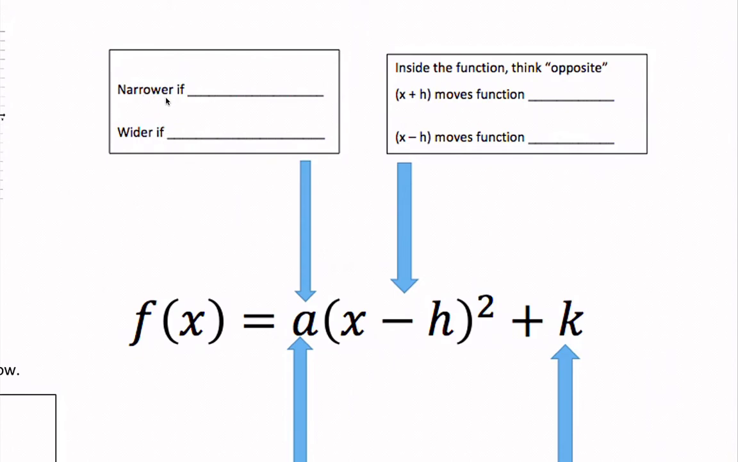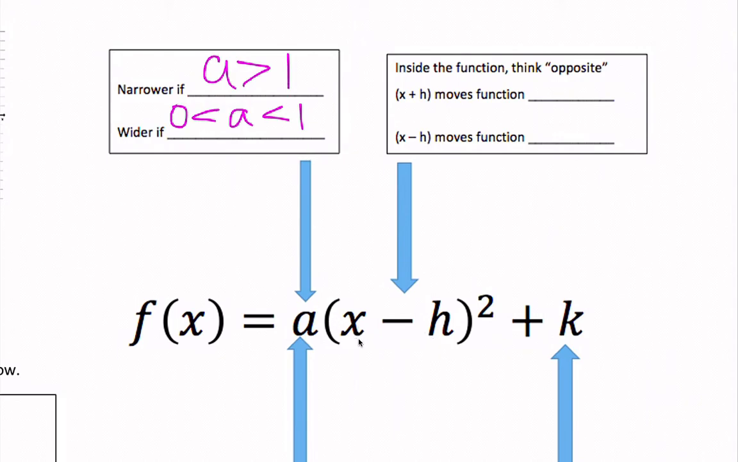That means your parabola will be skinny, and the way you can tell that is if your a value, that number out front, is a number larger than 1. And it's going to get wider. It's going to look like a fat parabola if your number is smaller than 1. So between 0 and 1, really. So like 0.5, 0.6, 1/3, stuff like that.